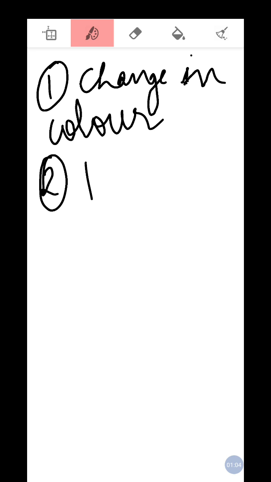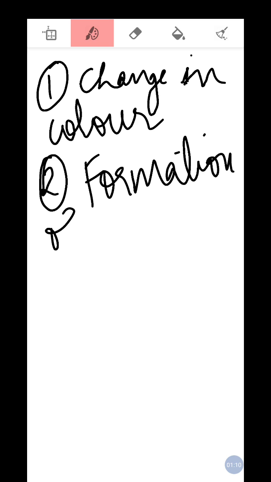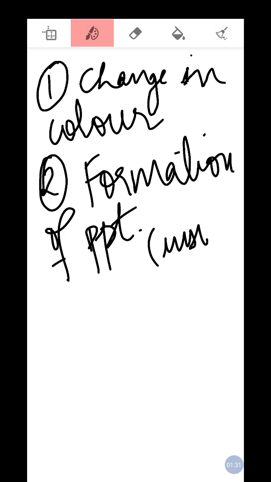Formation of a precipitate. Obviously, as I gave the example of barium sulfate yesterday, in the last video. Barium sulfate forms a white color PPT. I'll just write PPT, precipitate. Let me revise what a precipitate is: an insoluble product. Insoluble means it does not dissolve in the solution. That is why it is called insoluble.